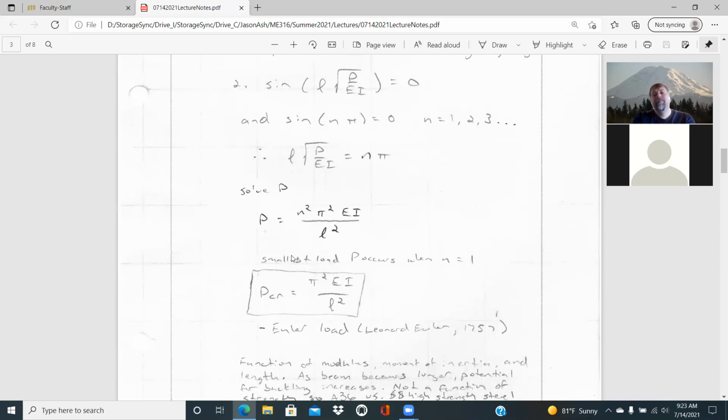And the smallest possible load will occur when n is equal to 1. When we put n equal to 2 in there, that would give a larger P value. And so the critical buckling load is when n is equal to 1, and that'll give us pi squared EI over L squared.